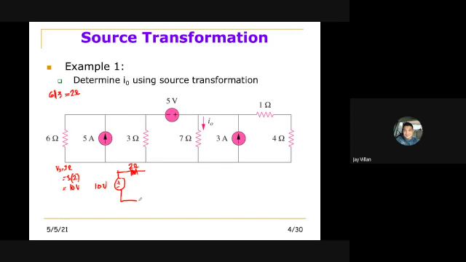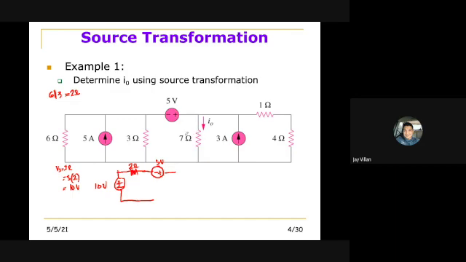Okay. And then we have this combination connected in parallel, in series with the 5-volt source. Okay. So take note that the polarity here of your voltage source agrees with the direction of the current. So the arrow points towards the positive terminal of your voltage source.